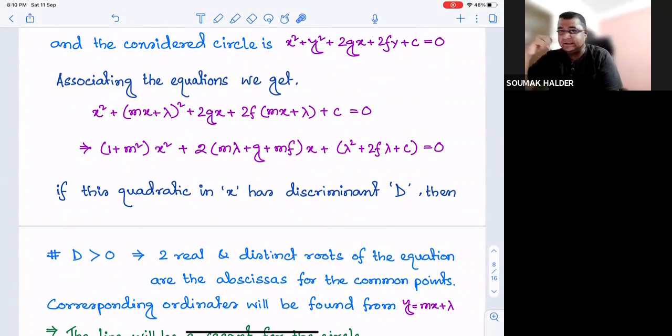So after getting reduced to a single variable quadratic, if we are sure that our discriminant is positive, that means the line we have associated with the circle, they are going to have 2 points in common. And the abscissas of those common points can be found as roots of this quadratic and corresponding ordinates from the equation of the line as they are common to both.